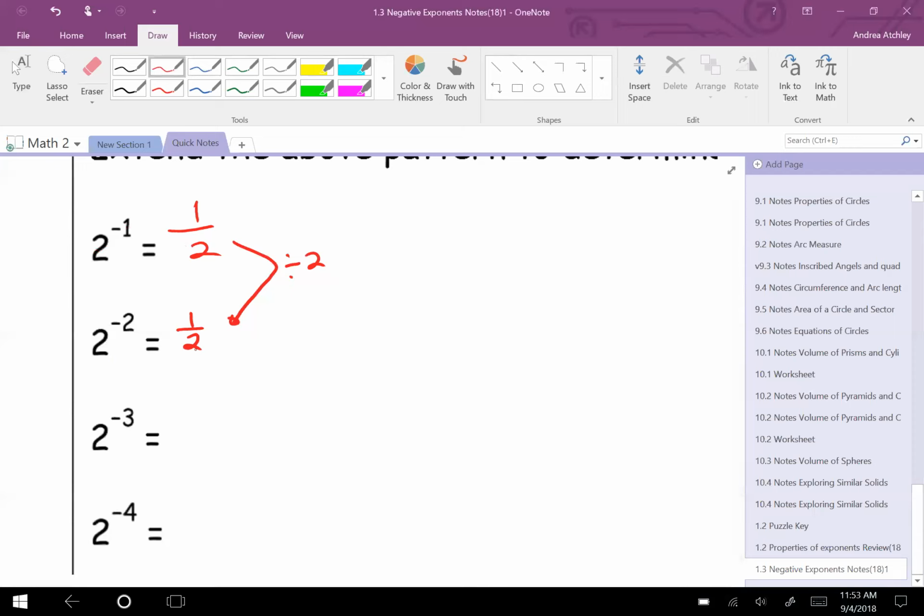Then if I take 1/4 and I divide it by 2, 1/8. And if I take 1/8 and divide it by 2, I get 1/16. Any questions over that?